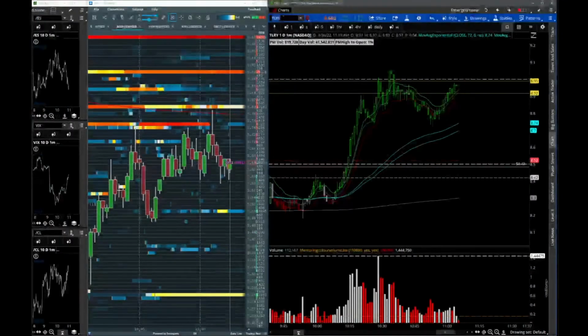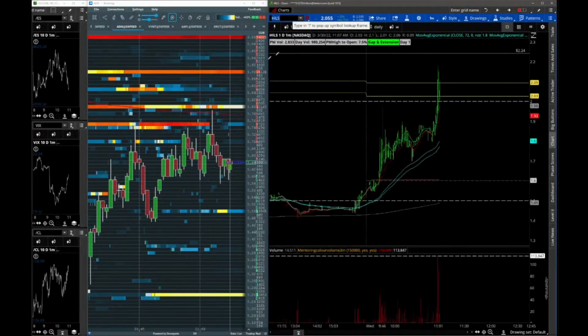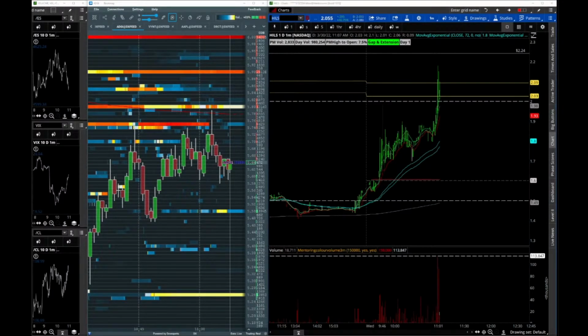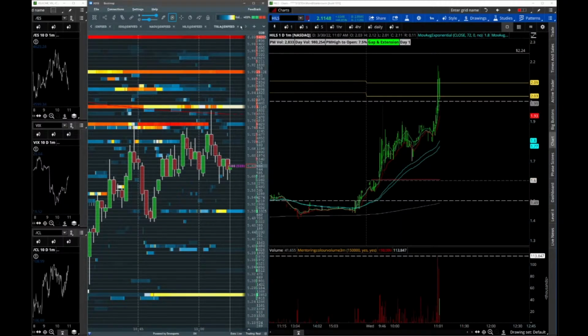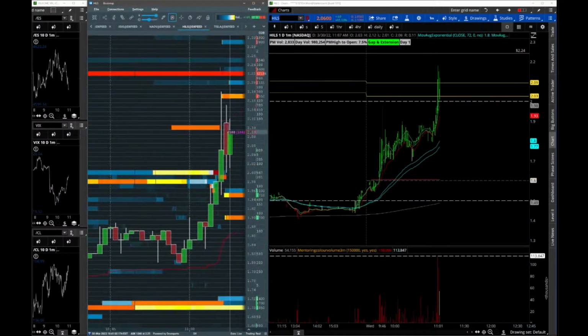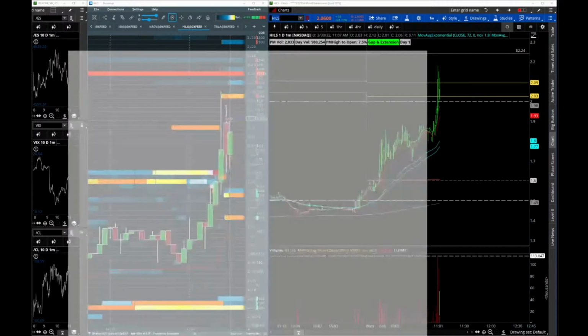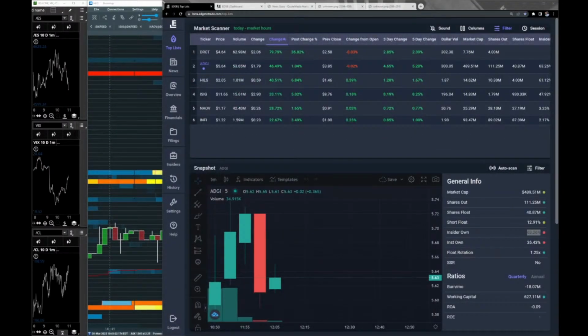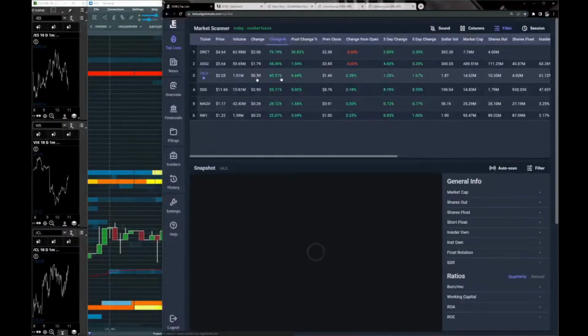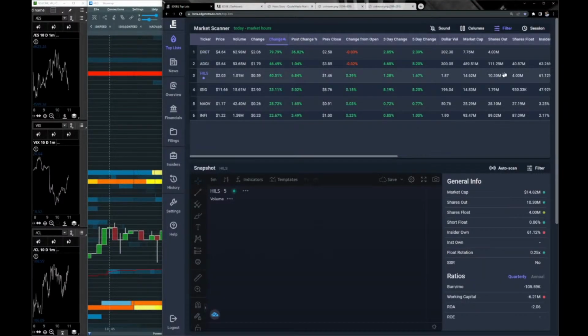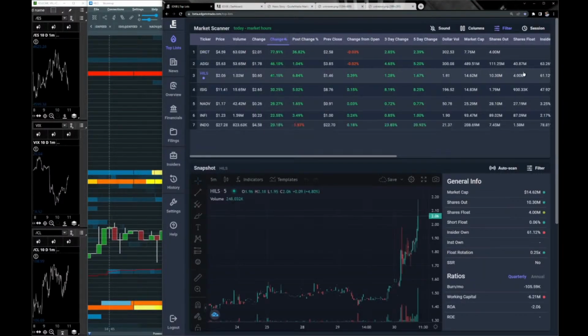HEELS pushing over here. So this could be interesting. Above pre-market high. So let's watch HEELS, traders. Remember, we have a small float, 4 million.